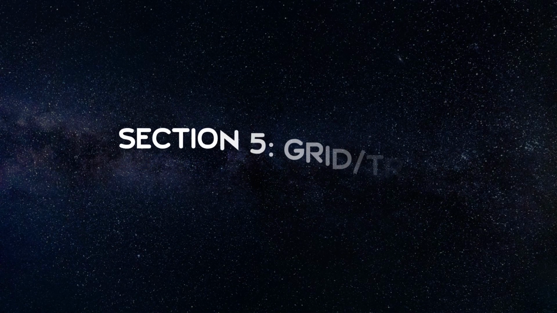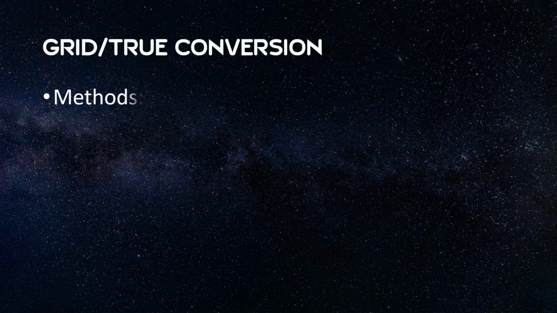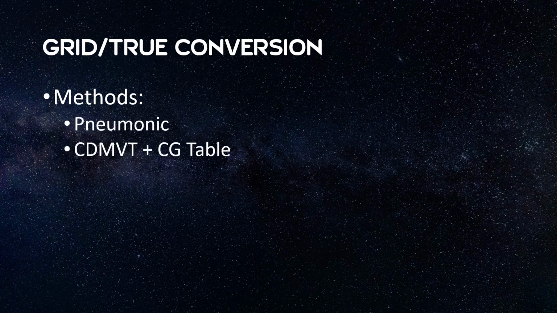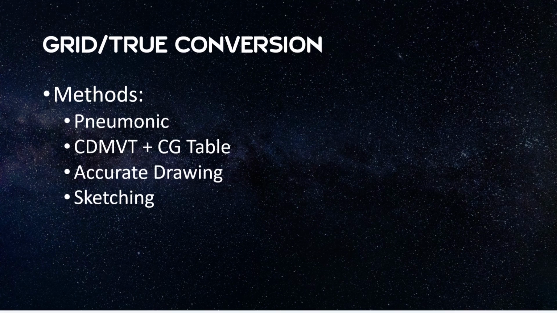Section 5. Grid through conversion. There are 4 methods to convert between grid and true direction. Mnemonic, CDMVT plus CG table, accurate drawing, and sketching. For examination preparation, you just need to choose one method that suits you the most.